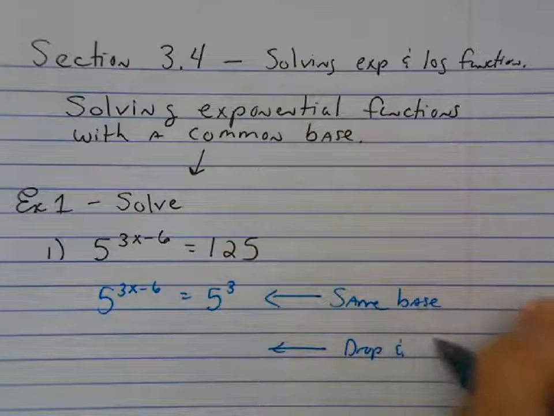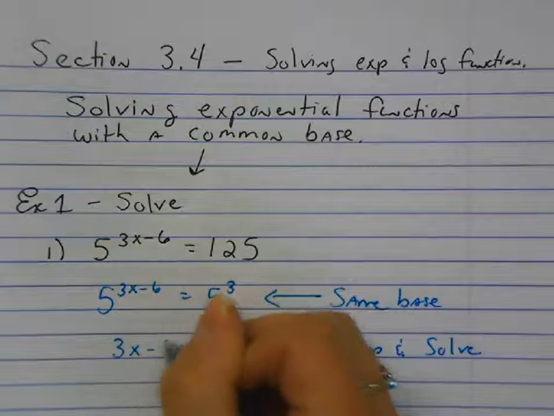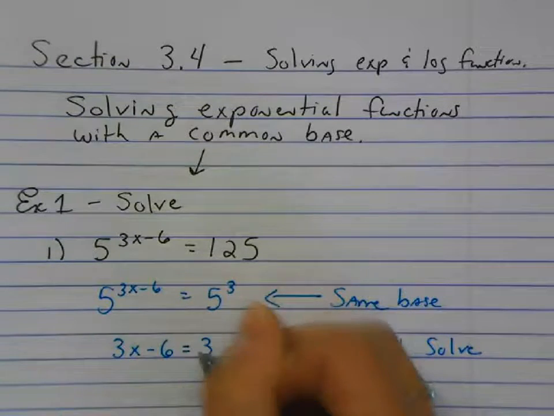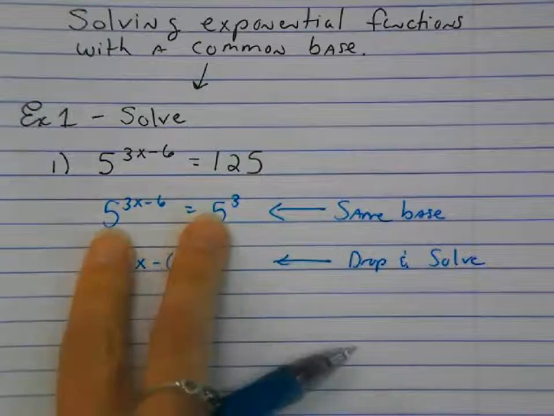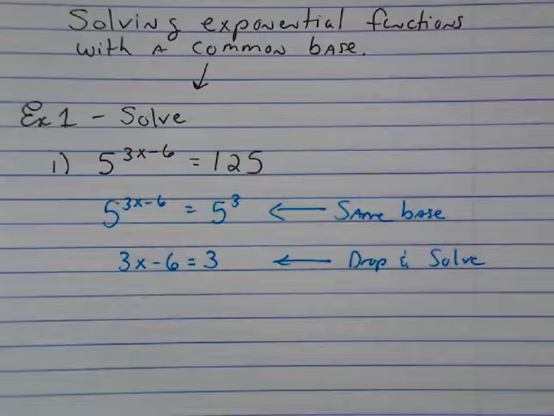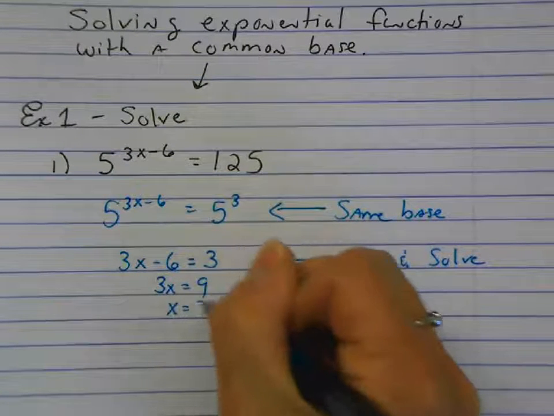Drop and solve. So now I have 3x minus 6 equals 3, and now I just continue to solve the linear equation. If you can get your bases the same, you're good to go. So now I have 3x equals 9, so x is 3.